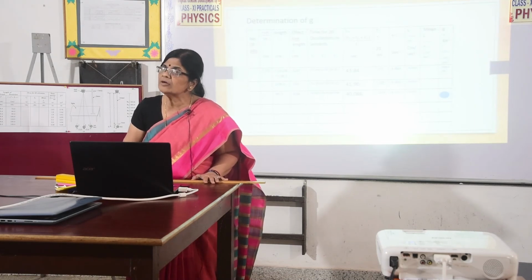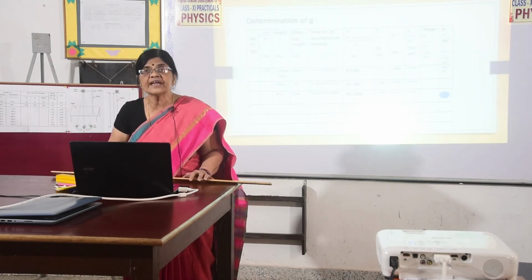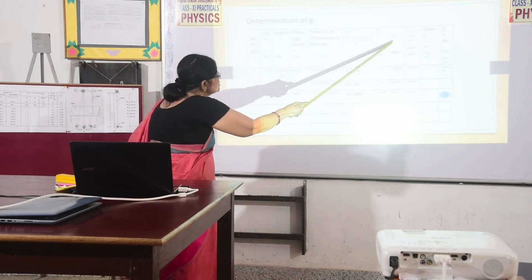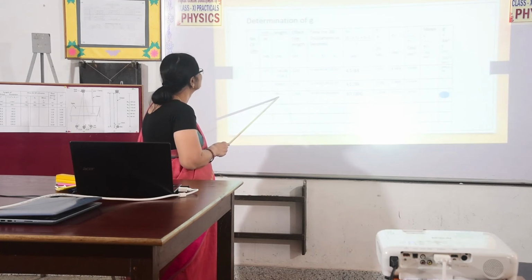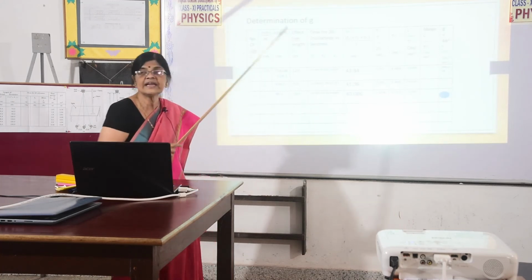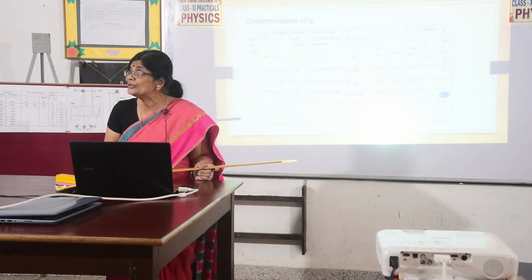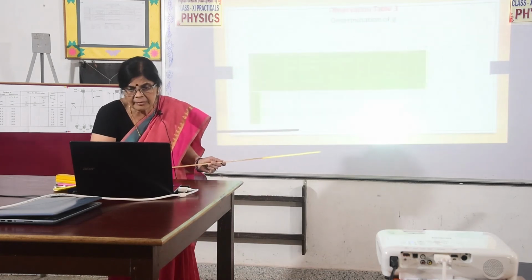What is the seconds pendulum? Whose time period is 2 seconds. That means in this column, the T square value is 4. This is 4.027. Here it is, what is the value coming? 98. But what did I write there? Actual value 99.2. Okay, so let's see whatever may be the value.